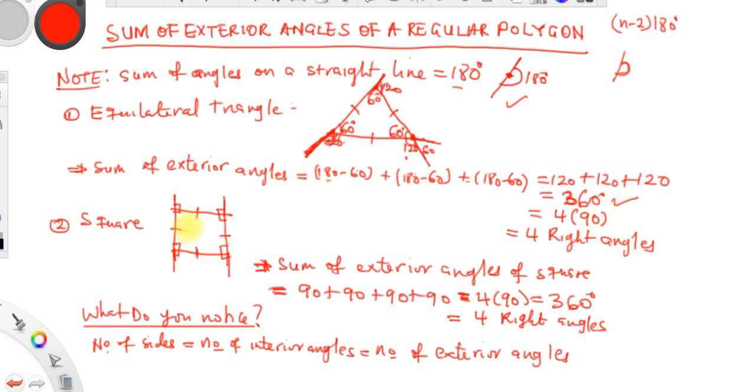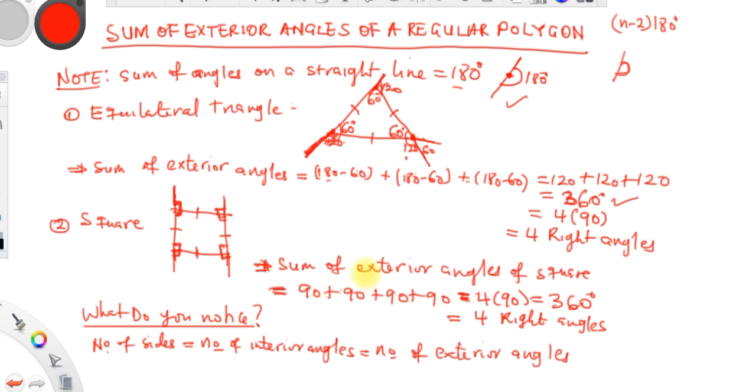Yes. If you take the square, this is the interior angle. This one, the interior is 90 degrees, and the interior and the exterior have to give you 180. So if this interior is 90, then the exterior is 90. In this way, this exterior is 90, this interior is 90. This interior is also 90, and this exterior will be 90. This interior angle is 90, this exterior will be 90.